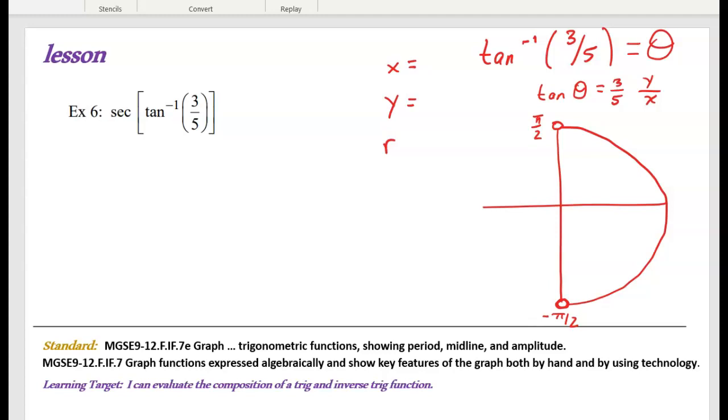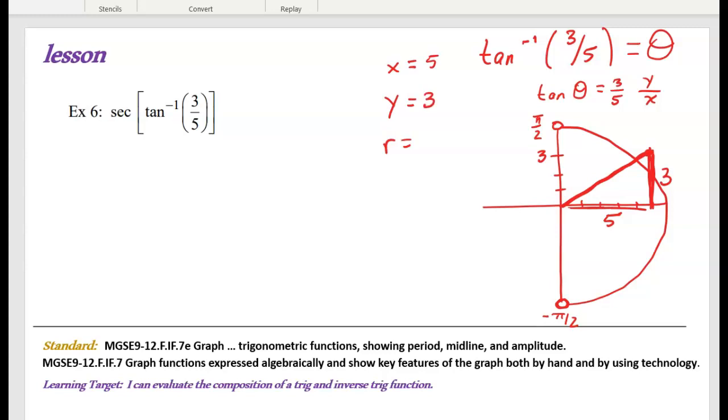So my y value is 3. 1, 2, 3. My x value is 5. 1, 2, 3, 4, 5. 5, 3. Boom. Draw a triangle. Okay, so my x value is 5, positive. It's a length. The height of my triangle is 3, and I need to find r. y is 3, x is 5.